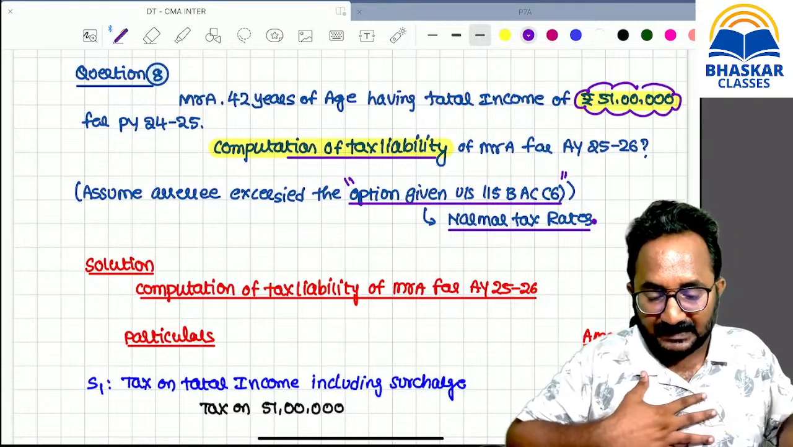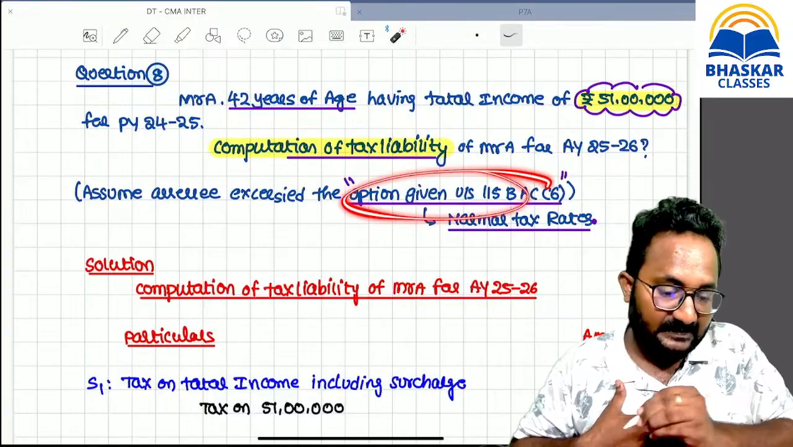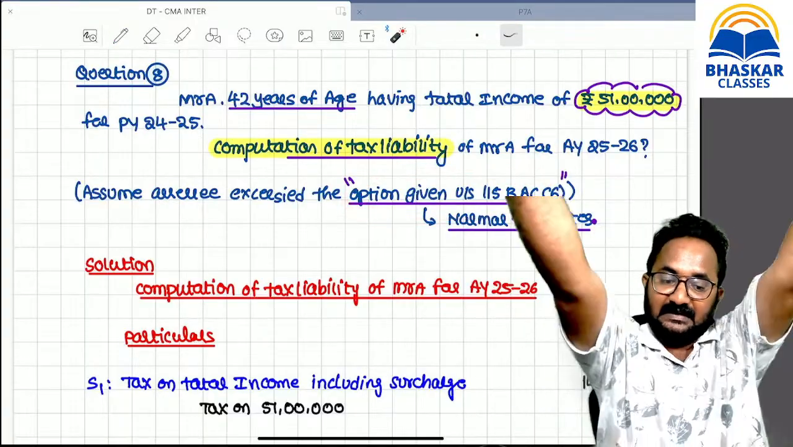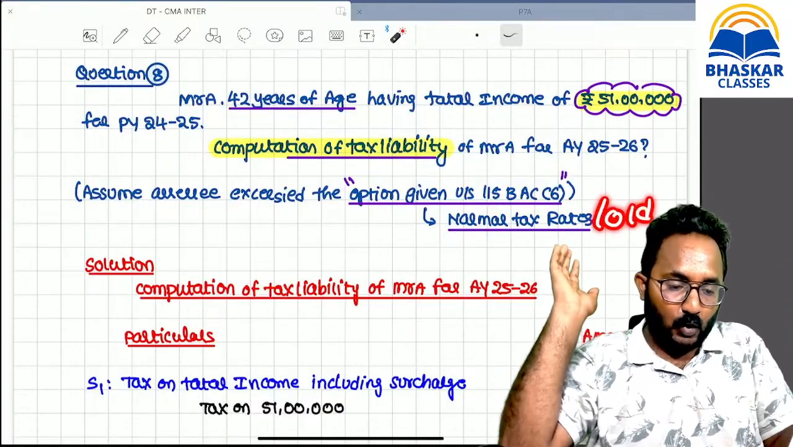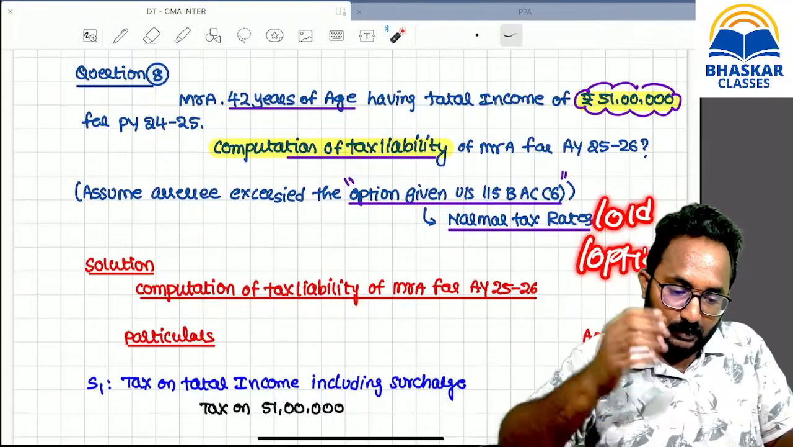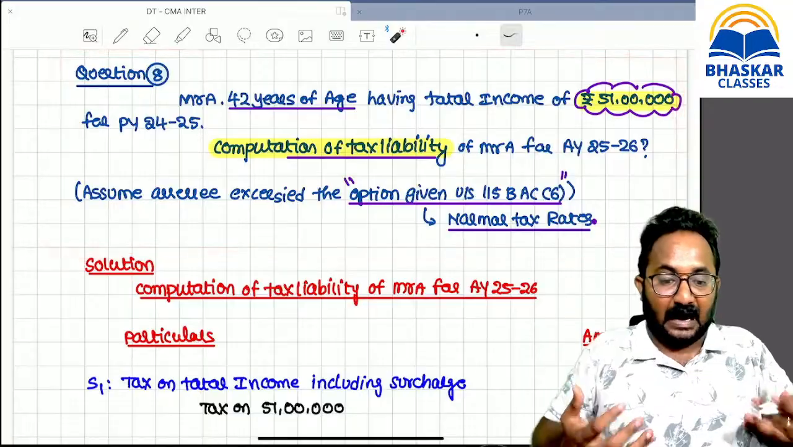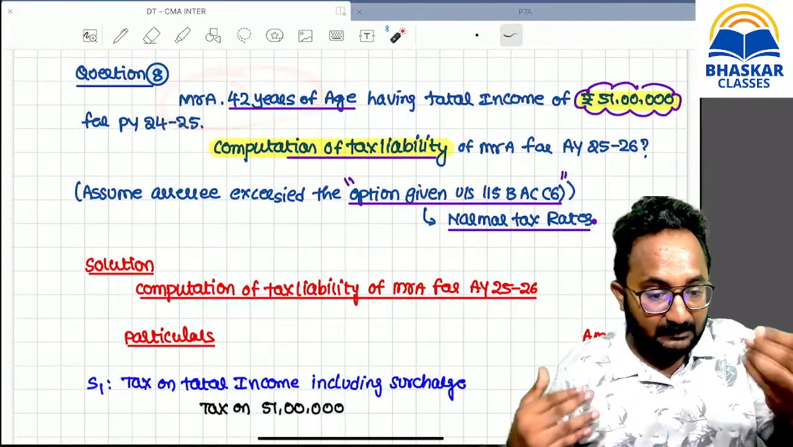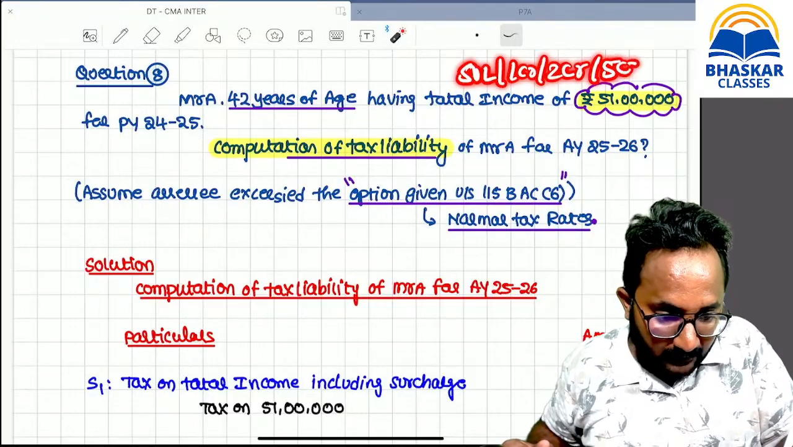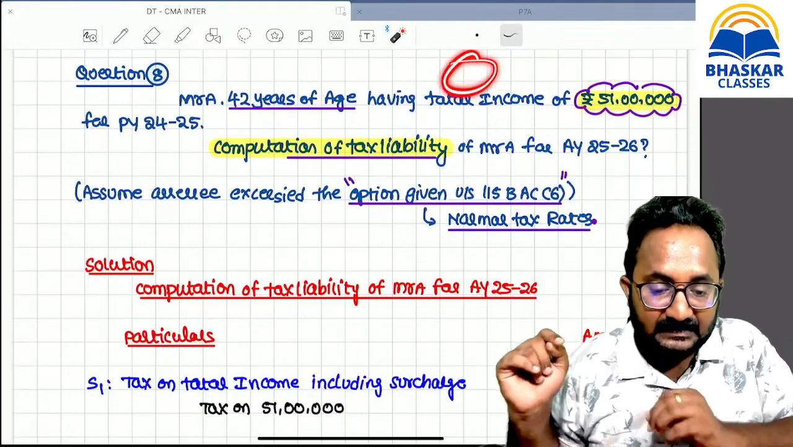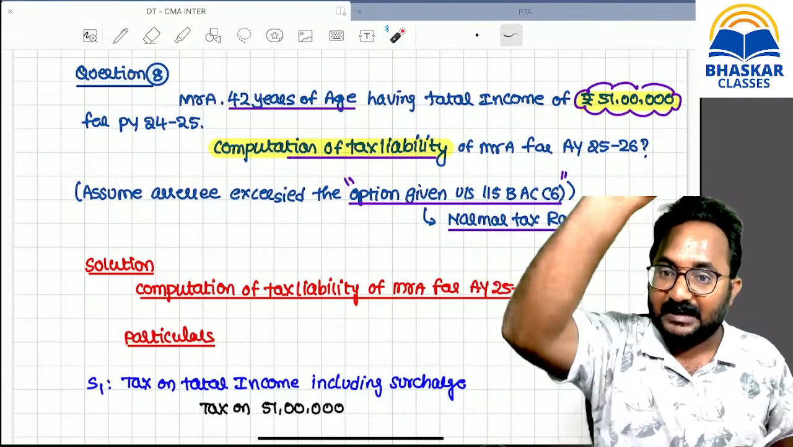The assessee is 42 years of age, but clearly they are given that he is exercising this option. That means by default, if he exercises that option, he falls under which rate: normal tax rate, old rates or optional rates? Are you clear? They are not saying anything in the question about marginal relief, but how can I understand? For an individual, the basic limits for surcharge are 50 lakh, 1 crore, 2 crore, 5 crore. Then here 51 lakh is over and above the basic limit by 1 lakh only, so we have no chance of getting the marginal relief.